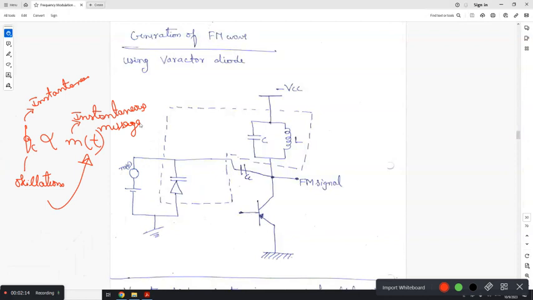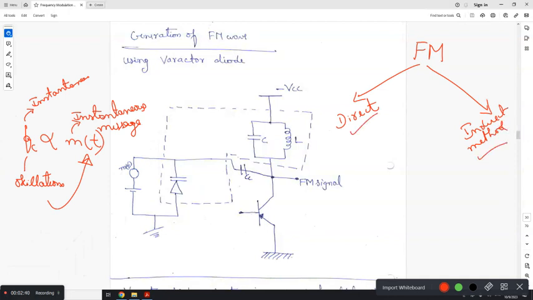FM wave can be generated using two methods. One is called the direct method, another one is called the indirect method. In the direct method, what we do is directly generate a wide band frequency modulated wave.